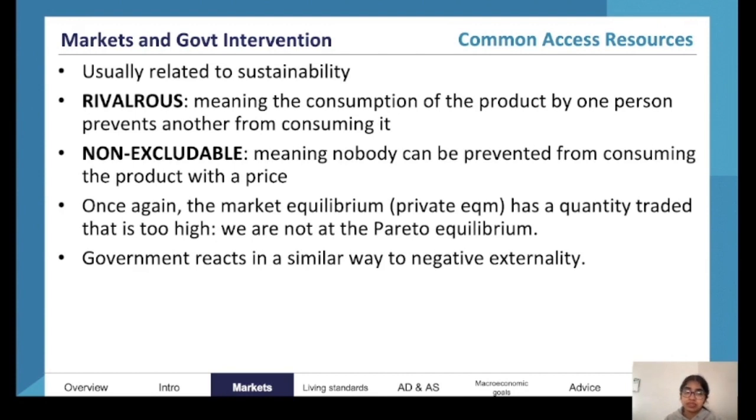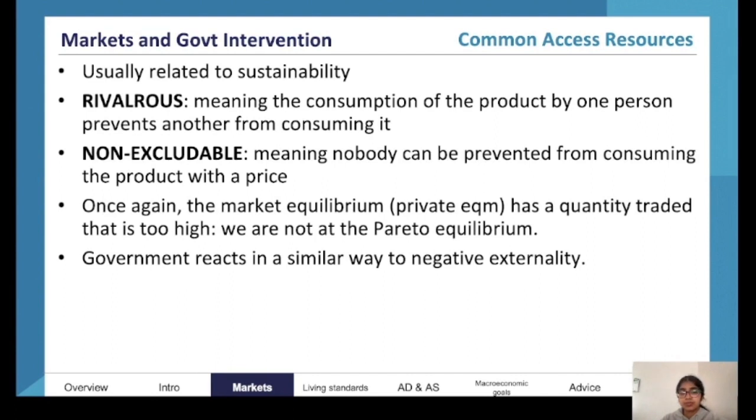That's a common access resource because one, it's rivalrous. So if I go fish and I overfish, it means that someone else fishing from that same ocean might have less access to fish. Next is non-excludable because there's a huge ocean. It's not like someone can own it and say, well, you're not allowed to fish here, you can't fish here.